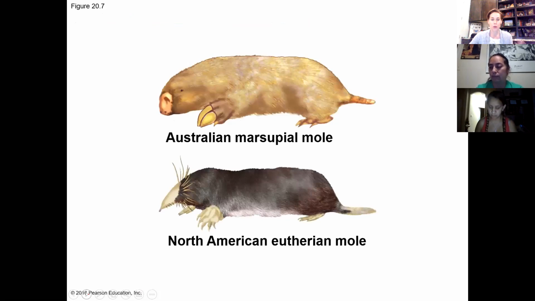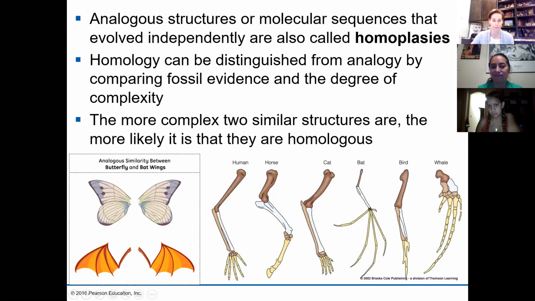So the North American mole and the Australian mole are genetically similar, related organisms, and they share similar traits, the big one being their feet and their little short tail so they can dig. So that is a homology because it's a shared similar trait due to a common ancestor, even though they're not near each other, because one's in North America, one's in Australia.